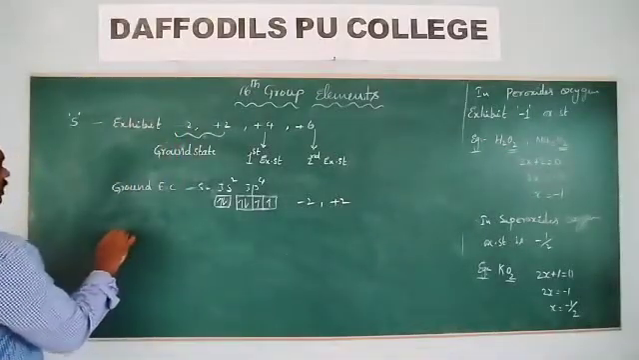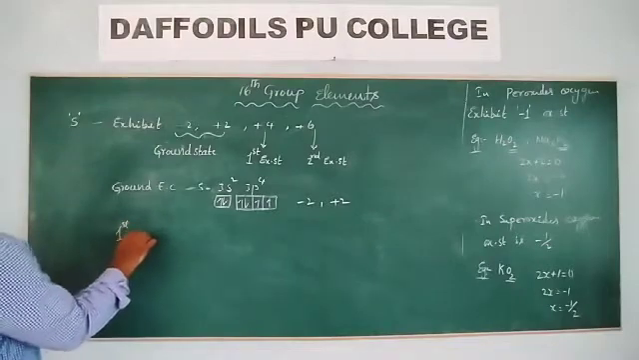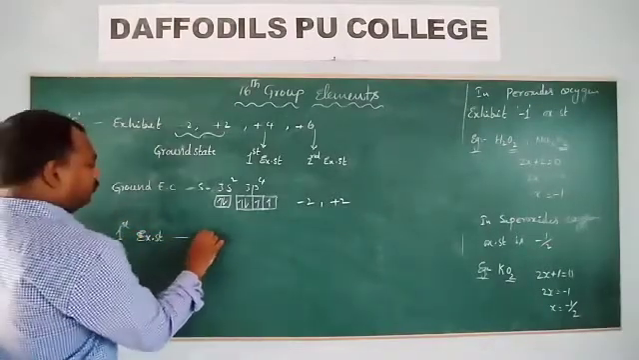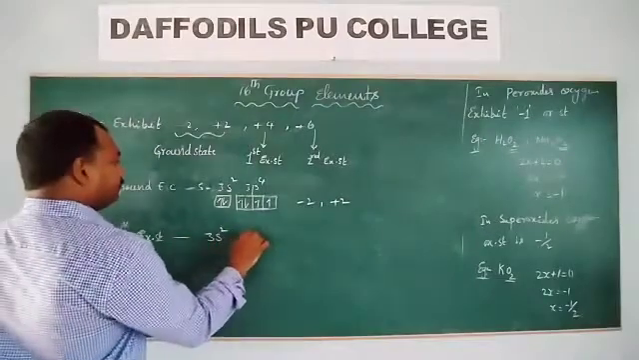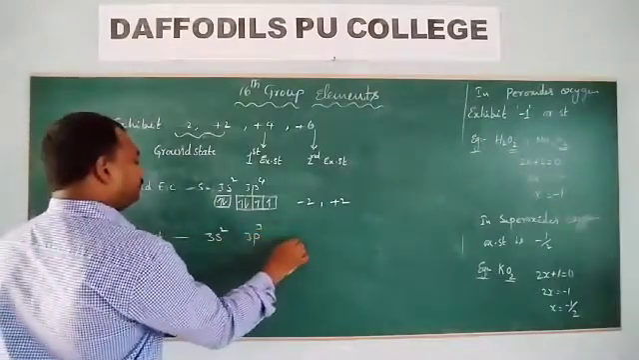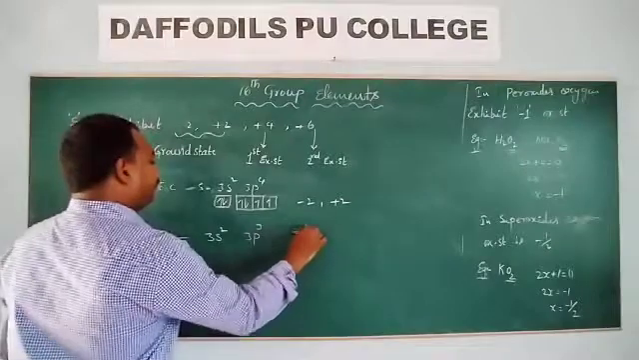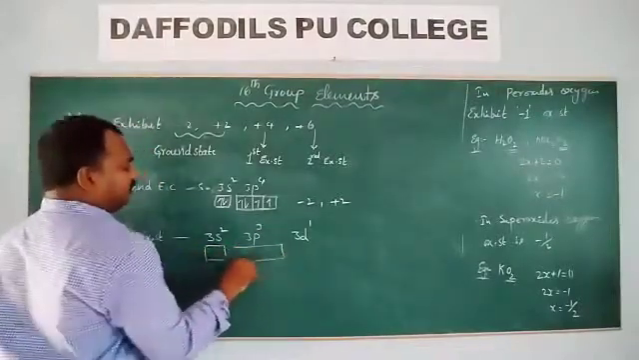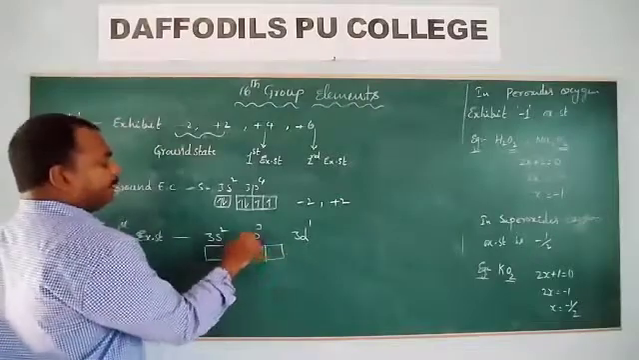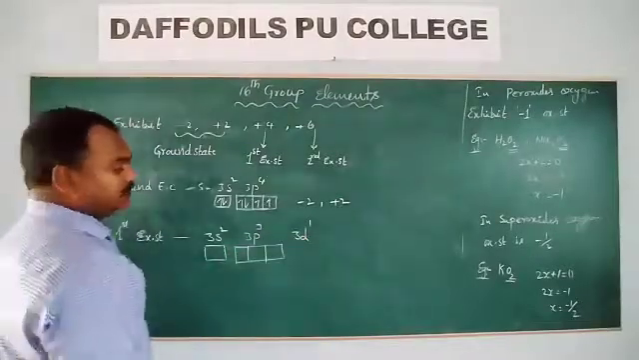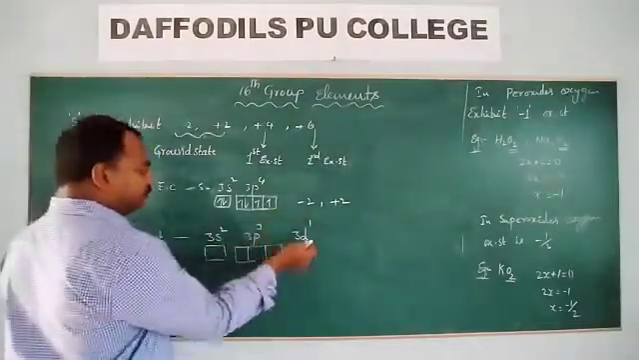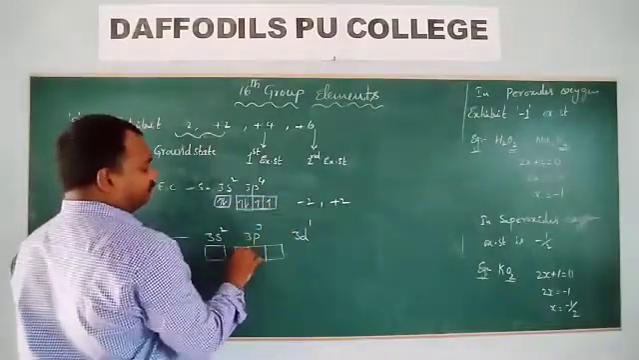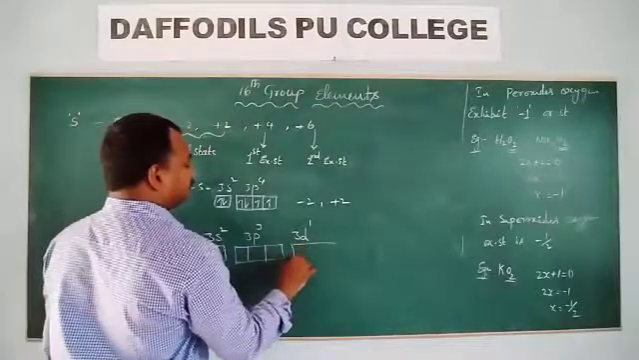Come to the first excited state: 3s2 3p3 3d1. Because the third shell contains d orbitals, empty d orbitals in sulfur, these electrons will jump into the empty d orbitals.